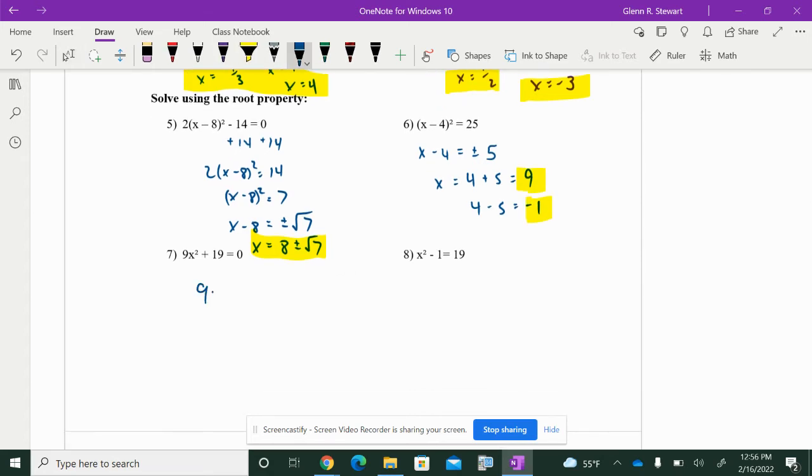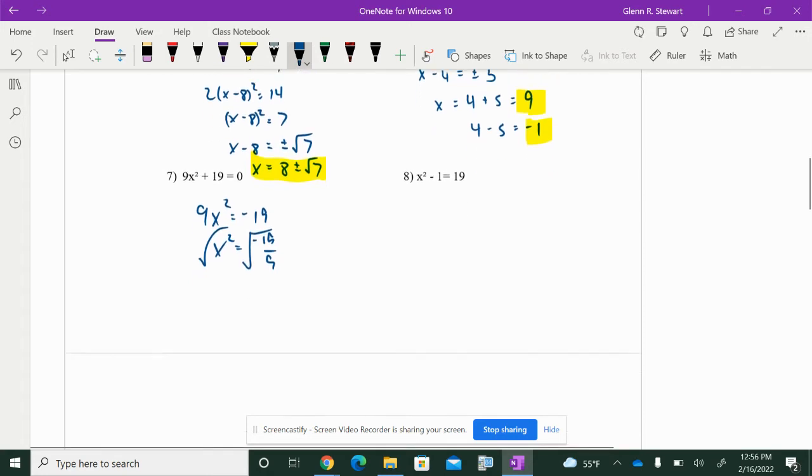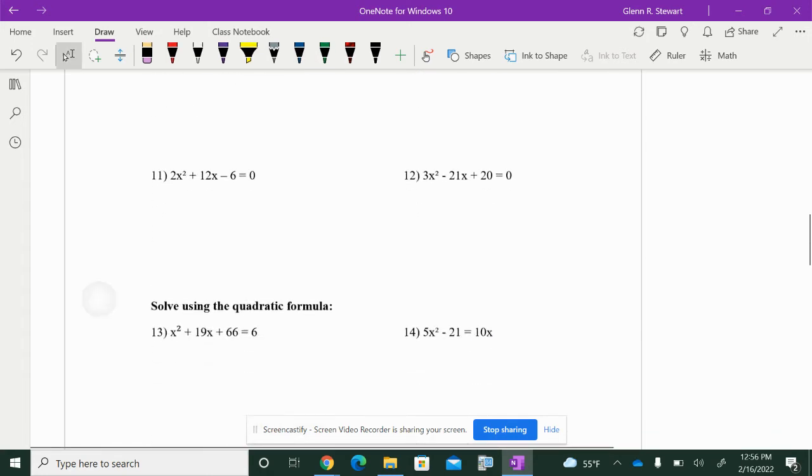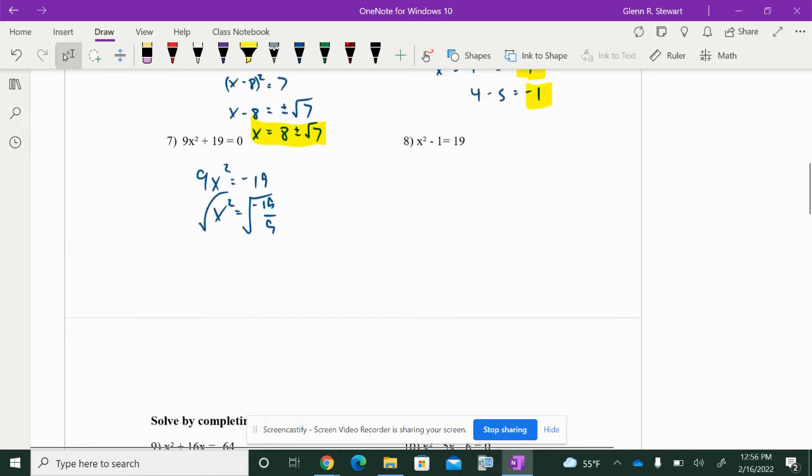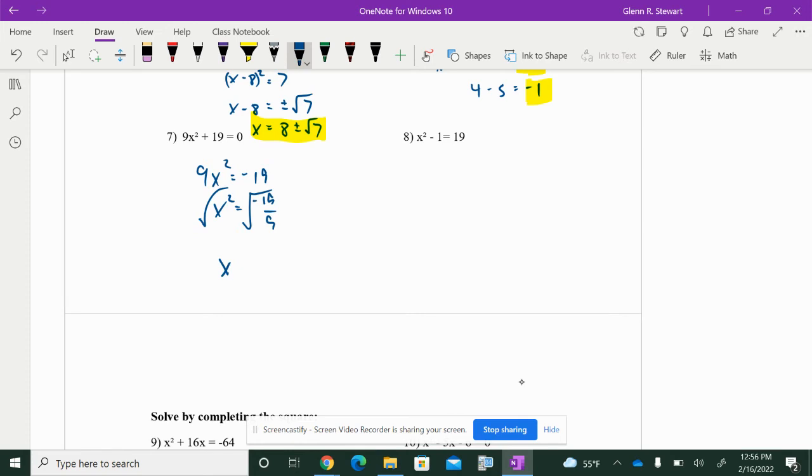I'm going to subtract 19 and then divide by 9. And if I take the square root of both sides, I have a negative underneath of my square root. So if I'm looking at this and using my sense of I, I can take out the i from here. So this is x is equal to plus or minus i square root 19 over 3.